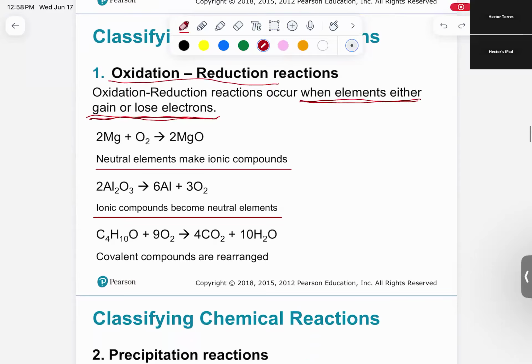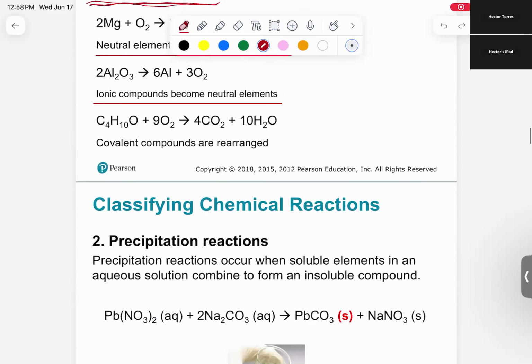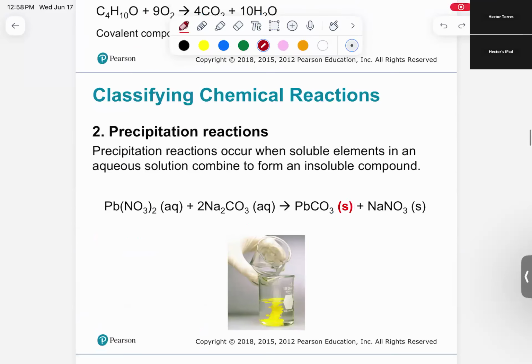Okay, and then the last one, covalent compounds are rearranged. This one's a little bit harder to see, so don't worry about this one until we actually cover it more in depth. Okay, second one is going to be our precipitation reactions.